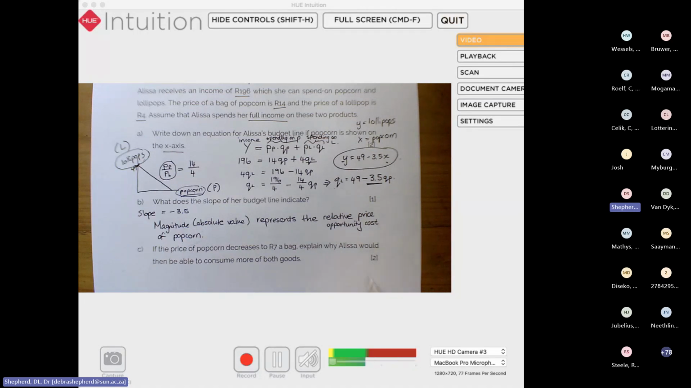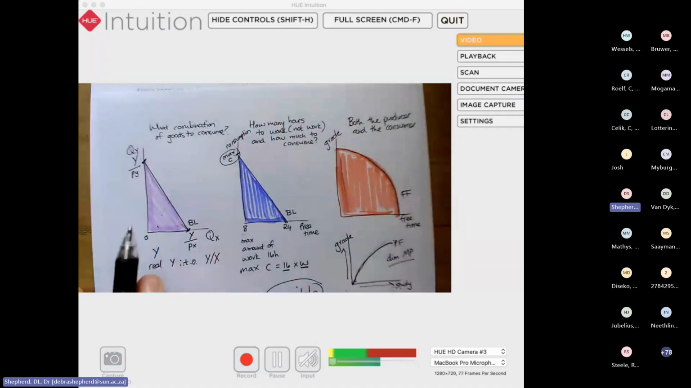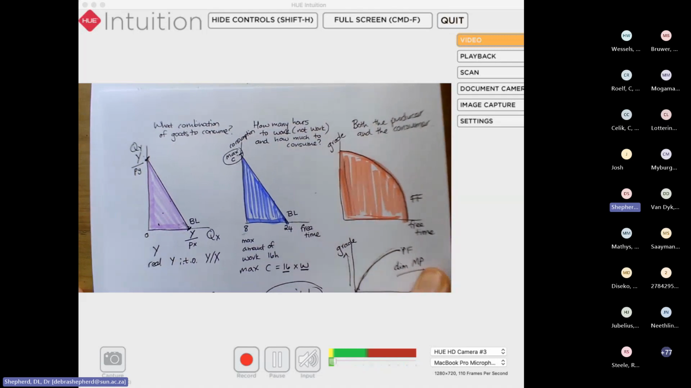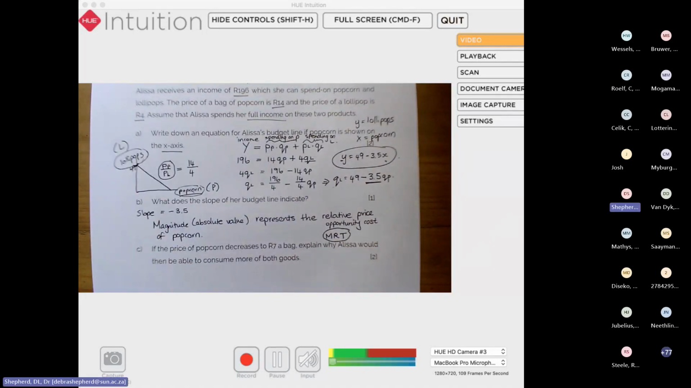And then the other answer that would be fine is the marginal rate of transformation. So what we know is that the slope of any feasible frontier is a marginal rate of substitution. Sorry, marginal rate of transformation. So it tells us what could the money spent on one product have been transformed into in terms of another product. So instead of me spending 14 Rand on a bag of popcorn, that 14 Rand could have been transformed into 3.5 lollipops.